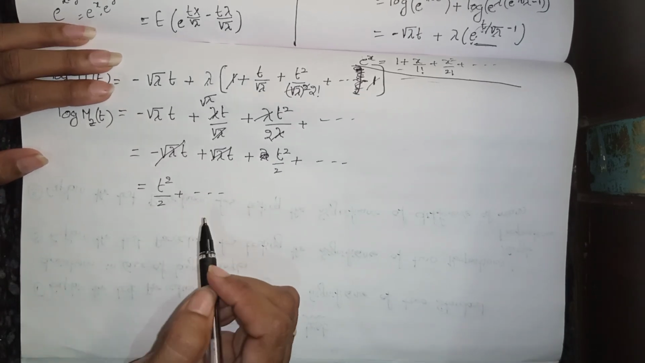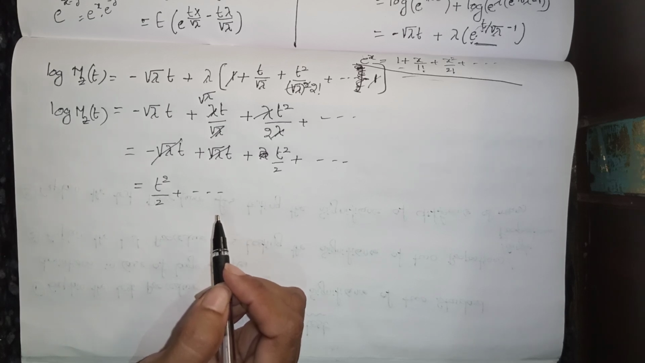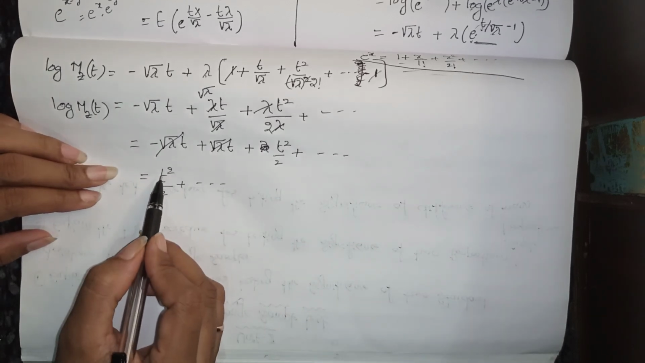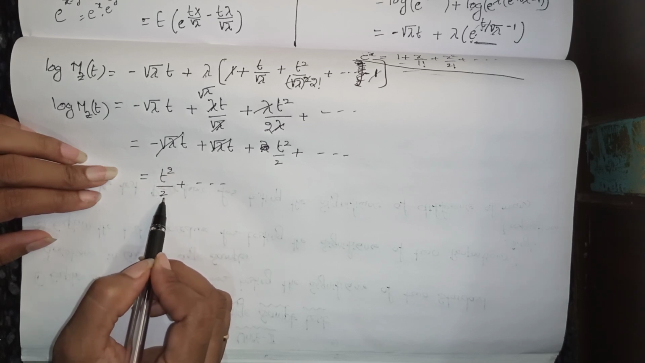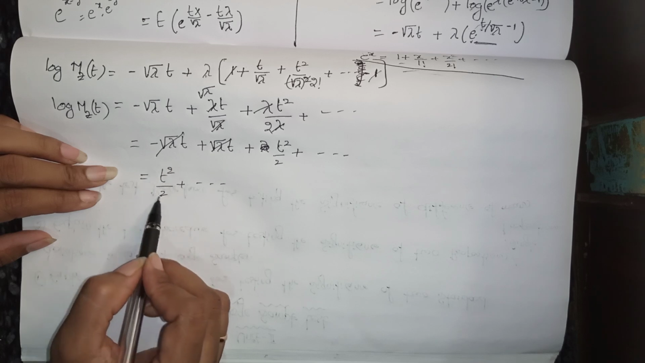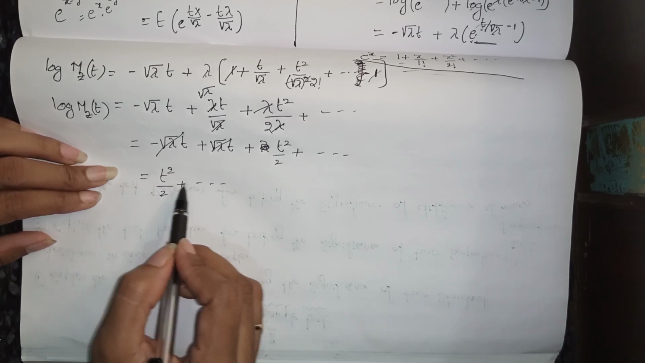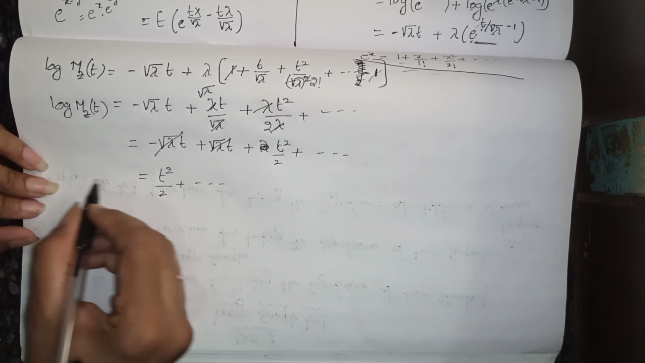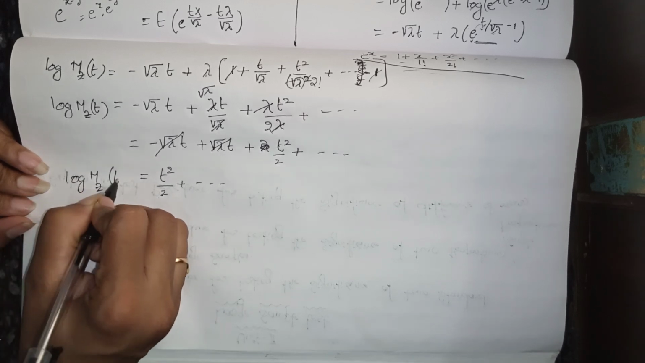I told you in the previous video, when we discussed Poisson distribution, that we should not consider all the terms. We want only t squared by 2, because this is the standard normal moment generating function term. We don't want any other terms, and we should not bother about them. Okay, so here log mz of t.